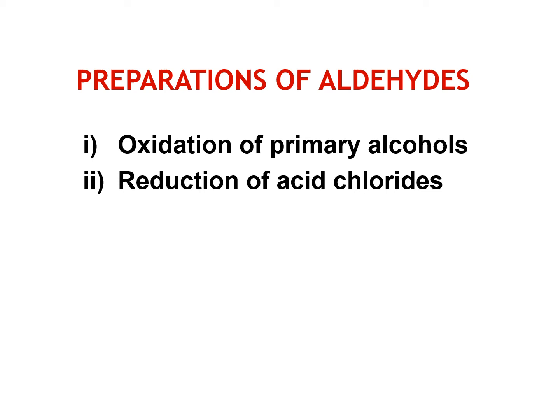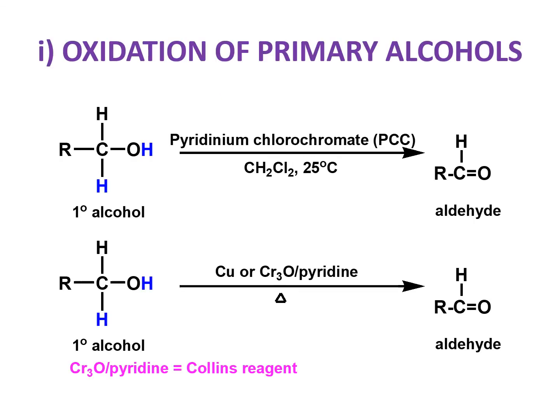Preparation of aldehyde. There are two types of preparation of aldehyde. First, oxidation of primary alcohol. We learned oxidation of primary alcohol during the alcohol chapter. And second, reduction of acid chloride. First, we go to the oxidation of alcohol.